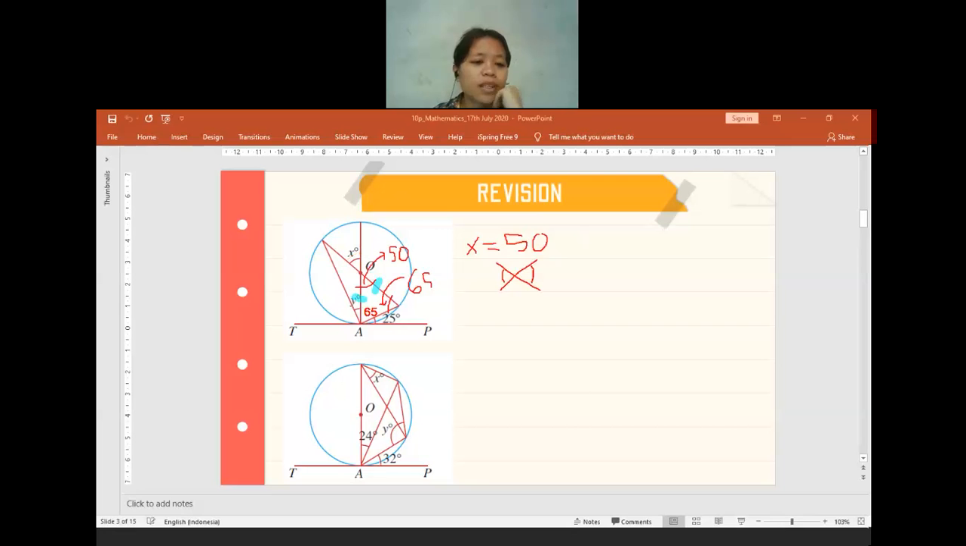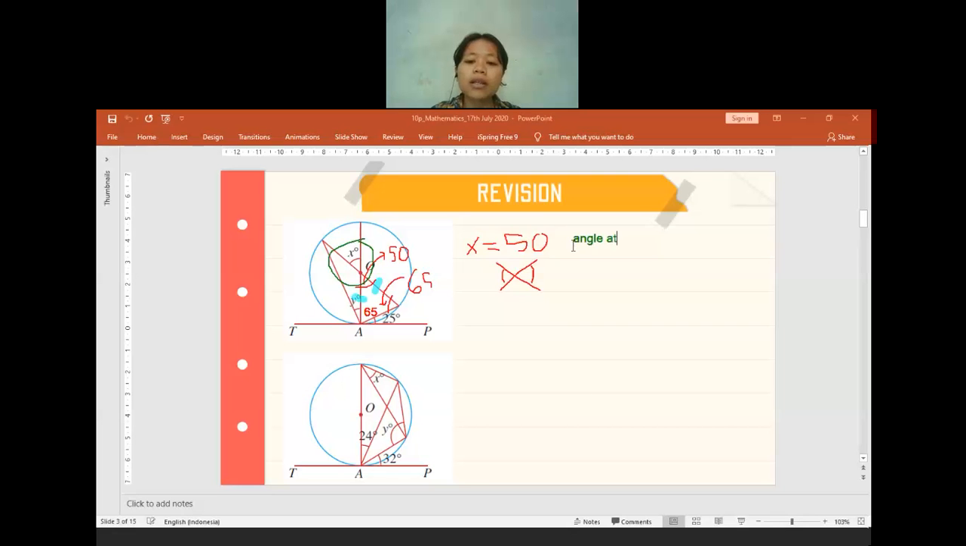The X is at the center of a circle or at the edges, at the circumference of a circle? The X, are you sure? X is over here, right? Wait, let me change the color. The X is right there. This is the X. The X is at the center of the circle or at the circumference of the circle? Center. So we call X as the angle at center.